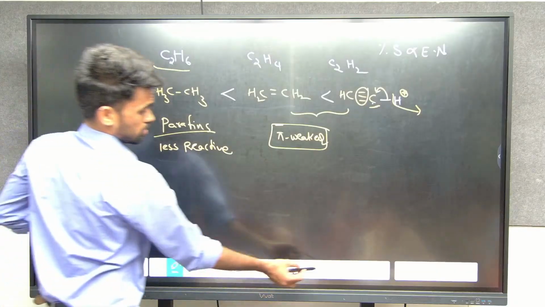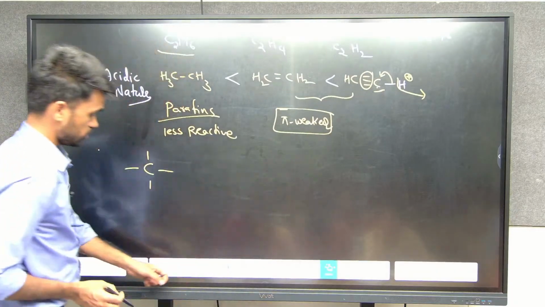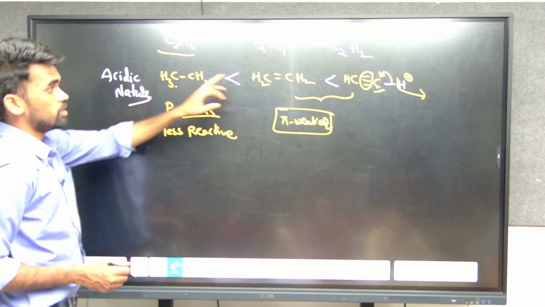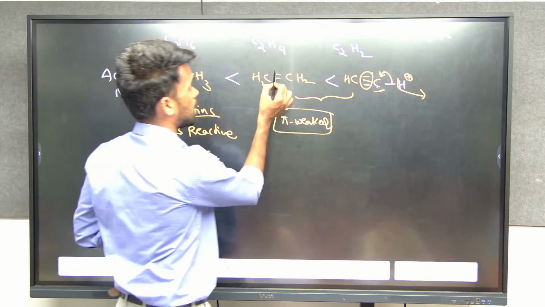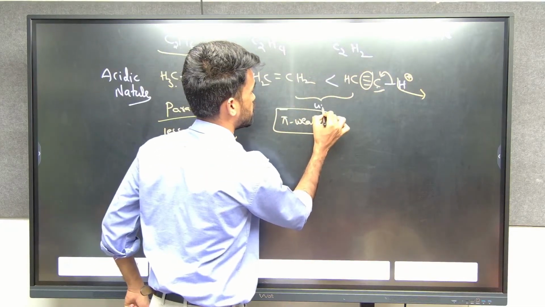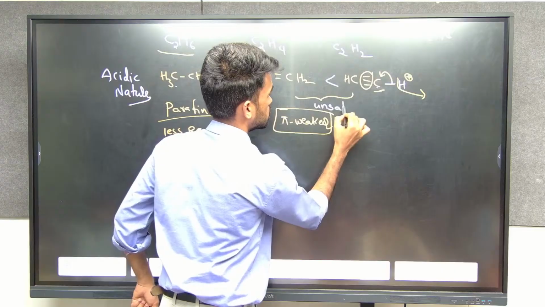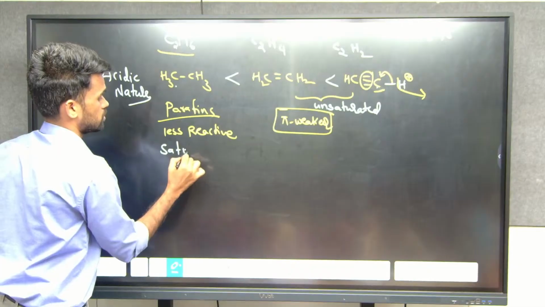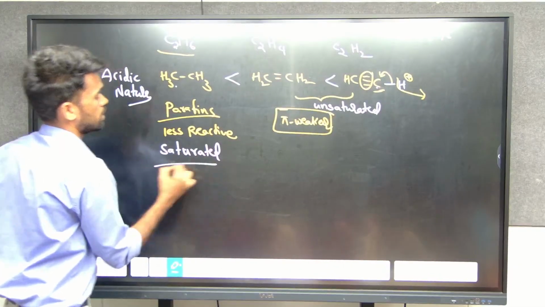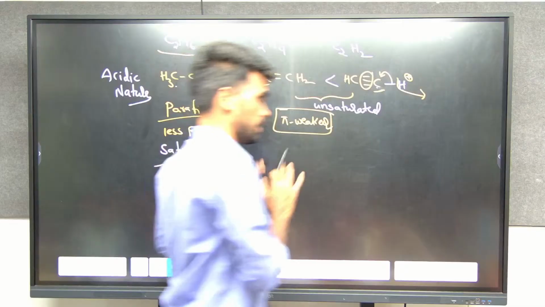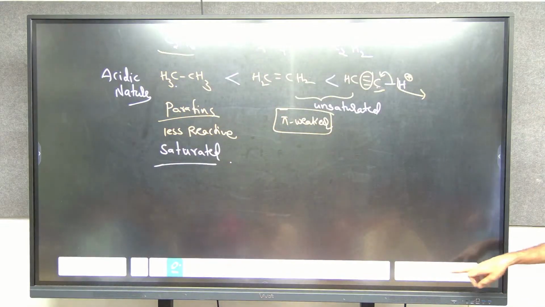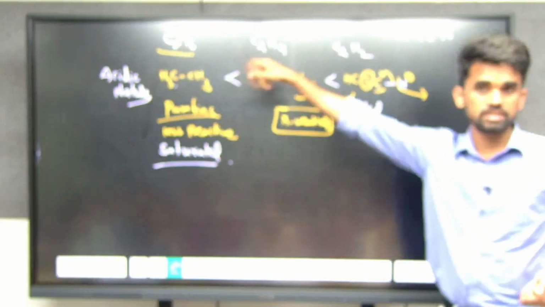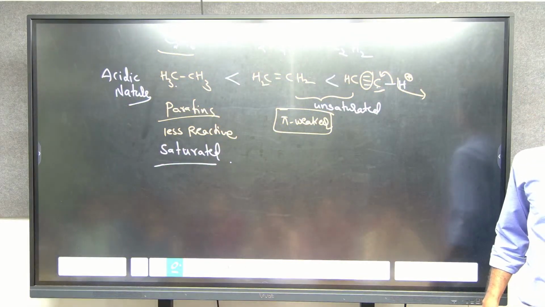Okay, and one more thing. Do we have any pi bond in this case? No. Here we have pi bonds, no? So you call these alkenes and alkynes unsaturated compounds. What are they? Unsaturated compounds. What about this? Saturated. Okay, so this is a short understanding of all these three things. Okay, let's start our discussion with alkanes.